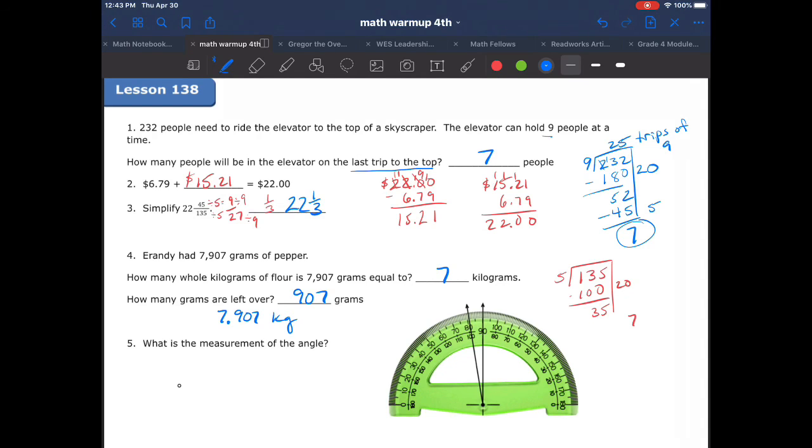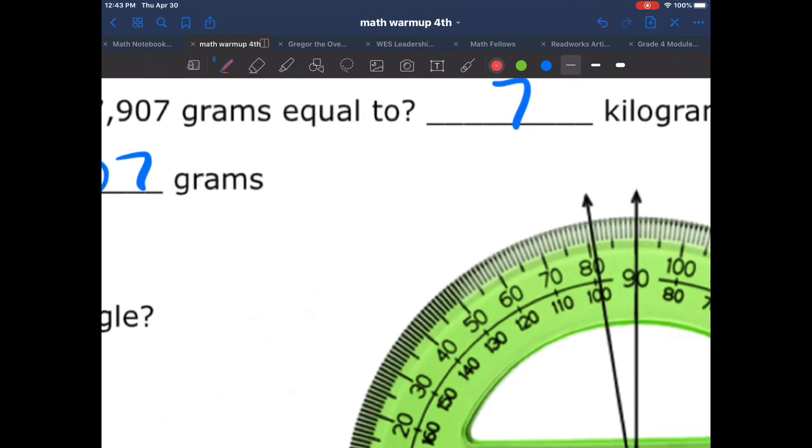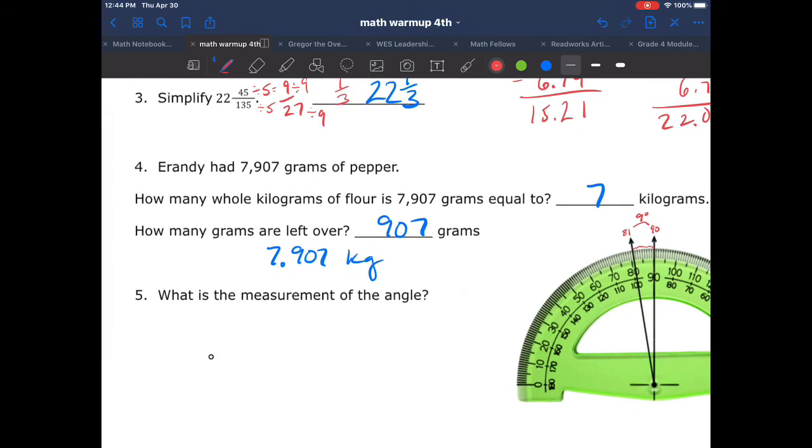The measure of the angle, so we want, I'm going to zoom this in, we want this little bit right in here, and this looks like 81 to 90, which would be 9 degrees, right? 9 degrees. So the measurement of that little angle is 9 degrees.